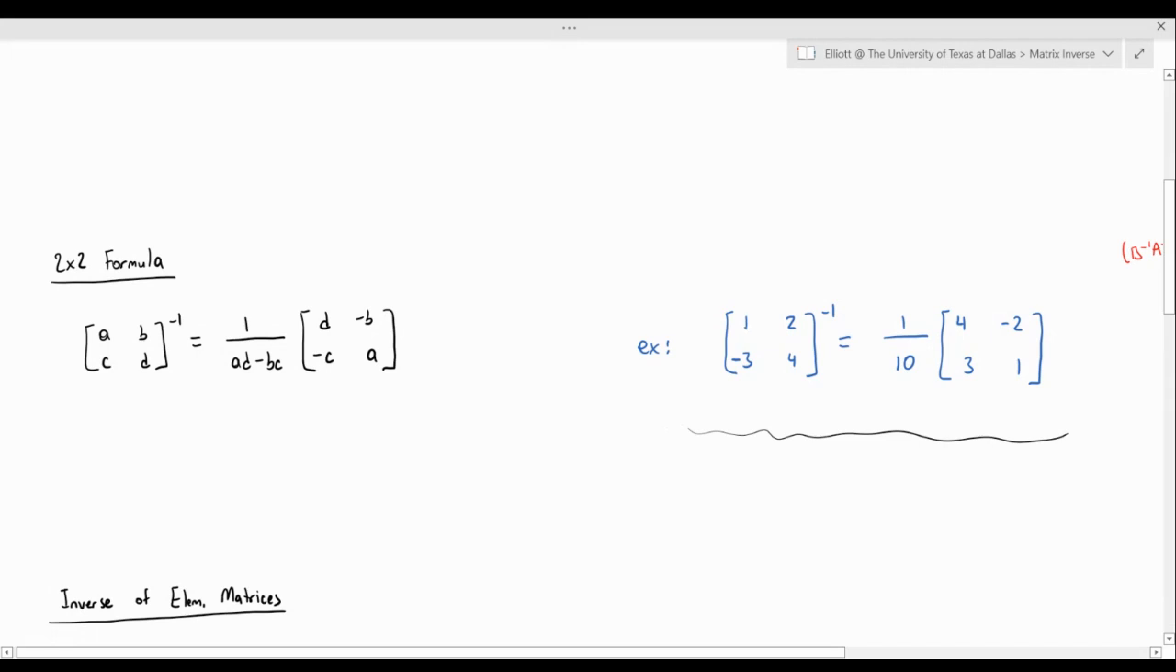So for this matrix 1, 2, negative 3, 4, the inverse of this matrix: the formula is 1 over A times D minus B times C. So that gives you 1 times 4 is 4, and then minus 2 times negative 3. So 4 minus negative 6. That's how I got the 10 here in the denominator.